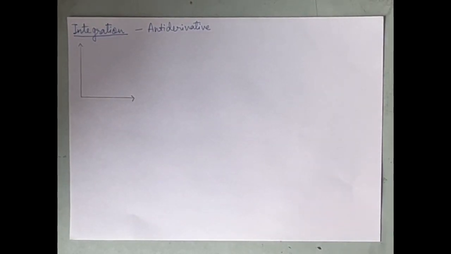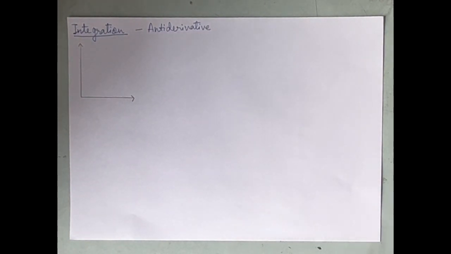Our topic is integration. Integration is antiderivative. That means it is the opposite of derivative. In integration, we find the area under the curve, whereas in derivative, we were finding the slope of the curve at a point. Now, how to find the area of a curve?